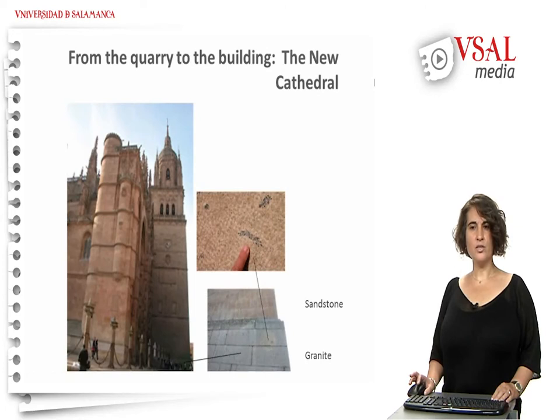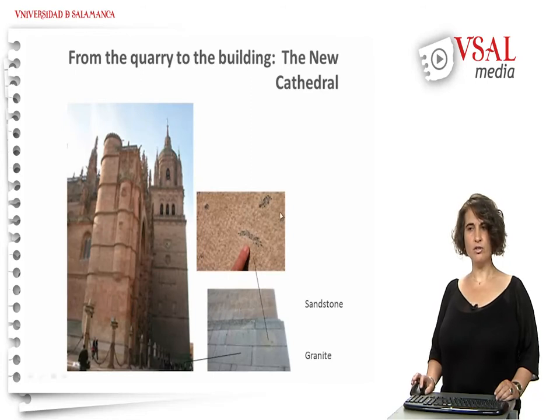We are going to visit as well the sandstone and the granite that were used in the construction of historical buildings. Here we have an example, the new Cathedral of Salamanca. The architects centuries ago knew very well what kind of rock should be used. They knew that the sandstone could not be used in the base course of the building because of the high porosity. So they used the granite to build the base course, and then for the other part of the building they used the sandstone because it was very easy to carve.